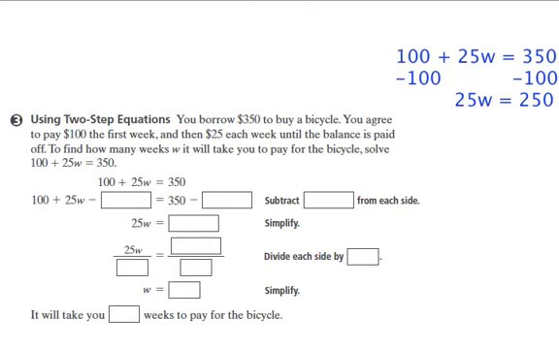Since our equation has 25 being multiplied by W, to get W by itself, we're going to divide both sides by 25. On the left-hand side, the 25s cancel each other out. You're left with W. On the right-hand side, 250 divided by 25 is 10. If you put that back in the equation, 25 times 10 is 250, plus 100 is 350. So the solution to the equation does check out. So it will take you 10 weeks to pay for the bicycle.